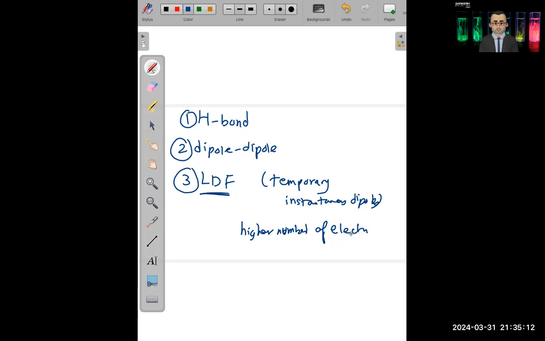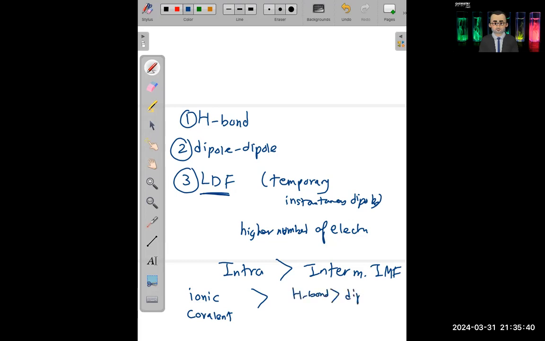Still, the melting point and boiling point of covalent substances are almost always lower than those of ionic solids, because ionic solids have ionic bonds, and as we agreed, ionic is an intramolecular force, much stronger than the intermolecular forces, the IMF. You can say that ionic and covalent are stronger than hydrogen bond, which is stronger than dipole, which is stronger than LDF.